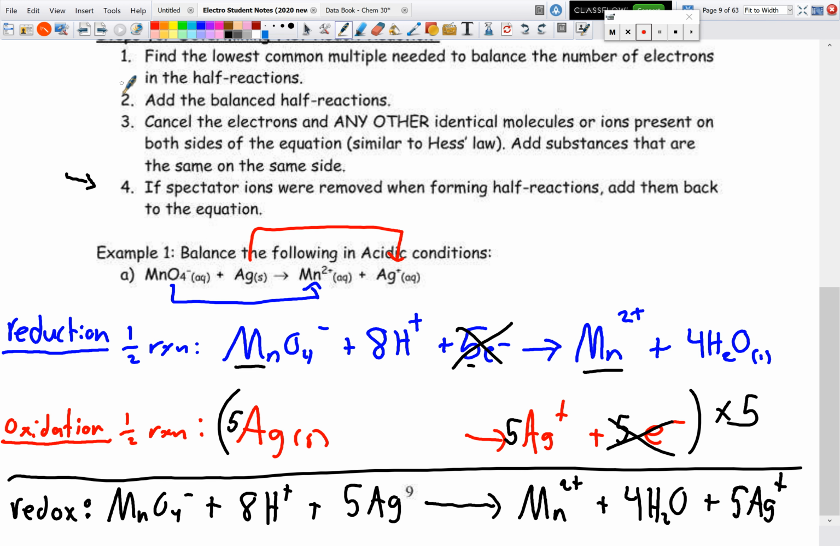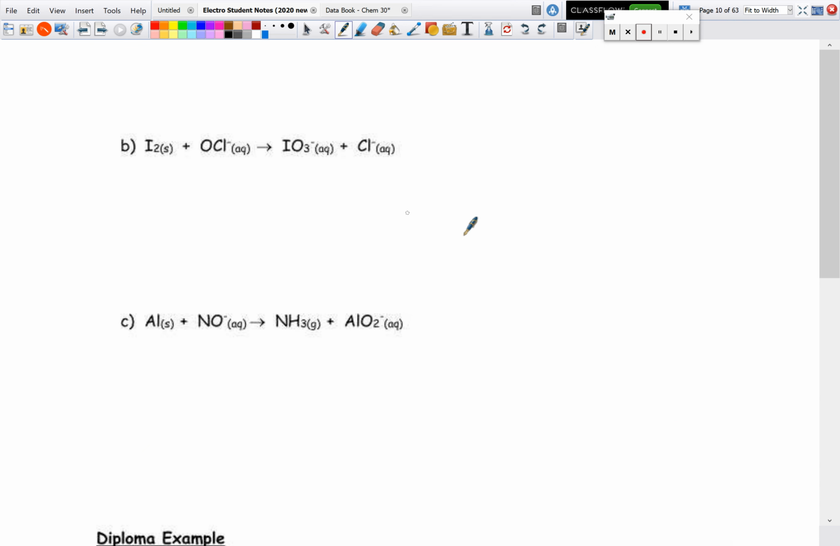So if you think you might have a hold on this one, please pause the video and try B and C, and then of course the old diploma question right here. But if you do want a little bit extra help, I'm going to go through the exact same steps with B here now.